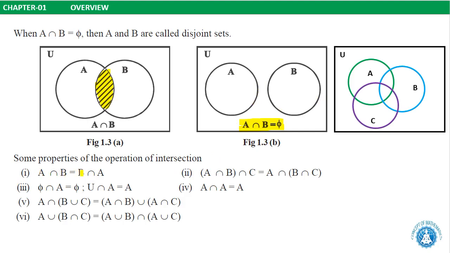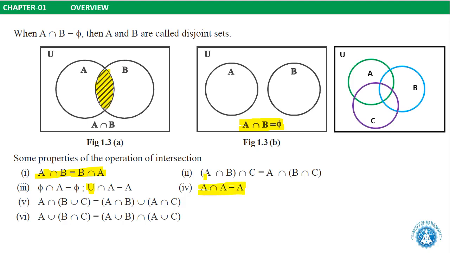A intersection B equals B intersection A, which goes true. The intersection of null set and a set A equals null set. The intersection of universal set, U represents your universal set, and set A equals set A. The intersection of set A to itself equals A.